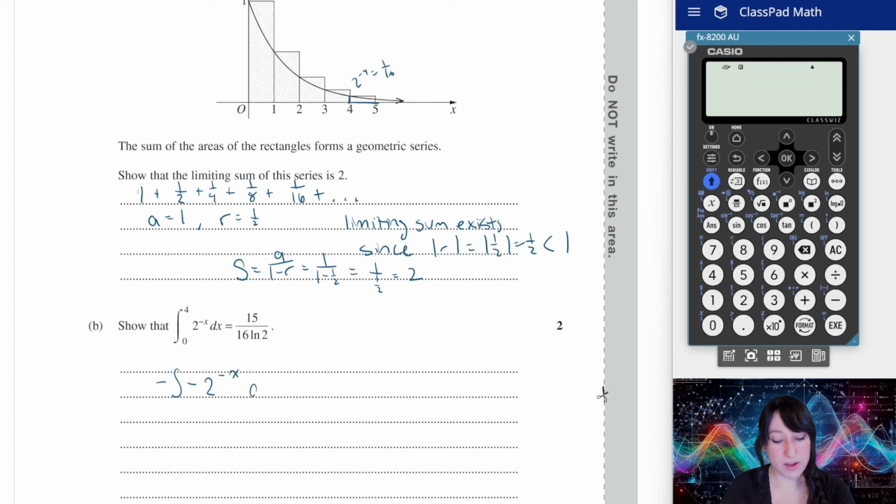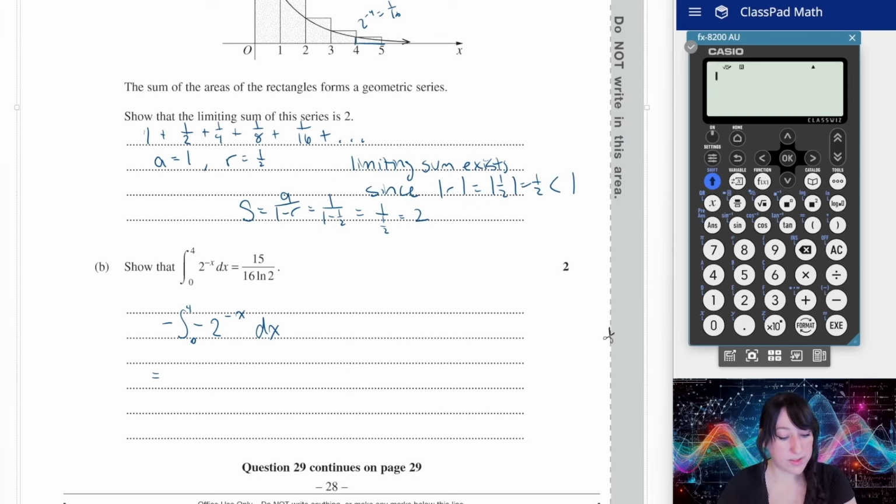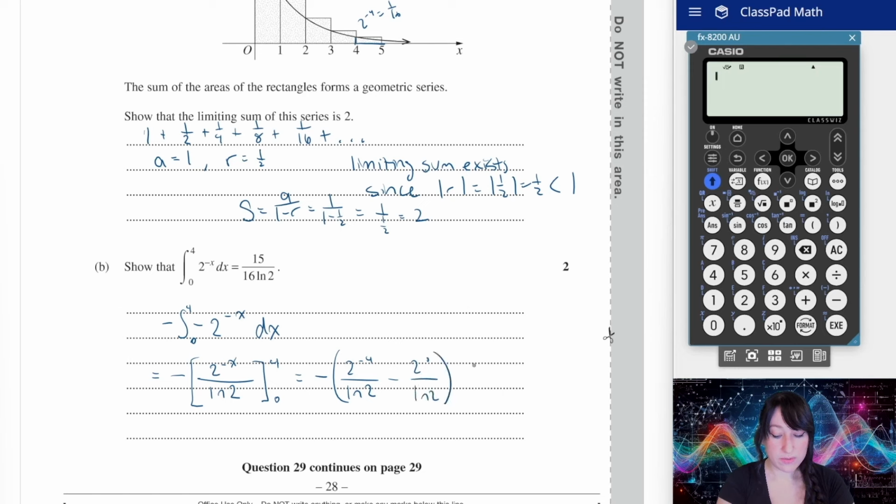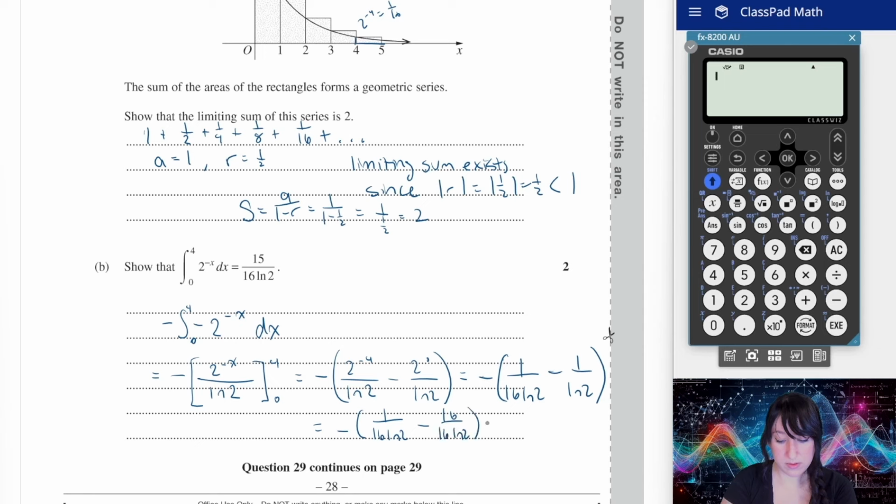We can rewrite this integral without changing it. So that will equal negative, which is in front of the integral, then we have 2 to the negative x over ln 2. And we're going from 0 to 4. Now substituting in 4, we'll have 2 to the negative 4 over ln 2. And substituting in 0, we'll have 2 to the 0 over ln 2, which will equal negative 1 over 16 ln 2 minus 1 over ln 2. We can combine these fractions. And we get the result.